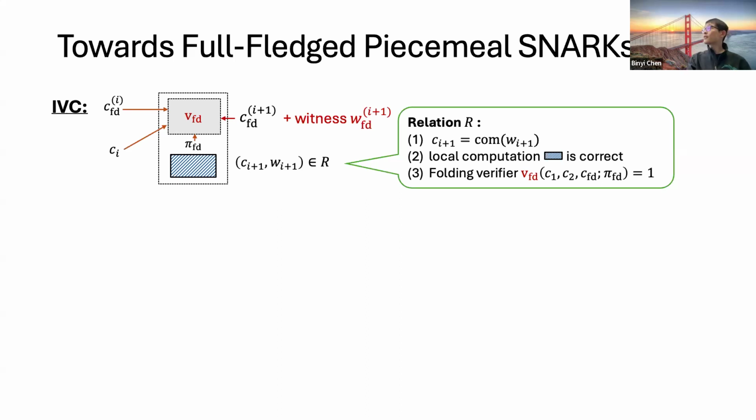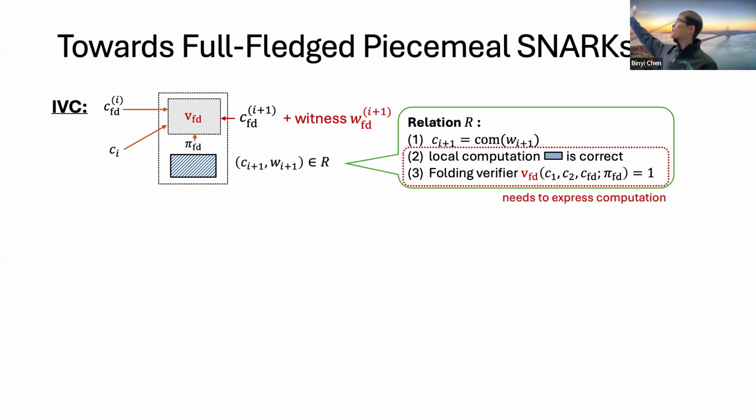So that's basically it. And now let's go back to the original question. We want to build a folding scheme for this NP relation, right? Actually, not just a commitment opening relation. And now it's more complicated because we have to express these NP statements about chunk statements and folding verification.